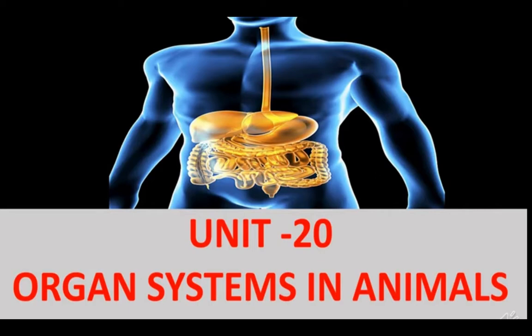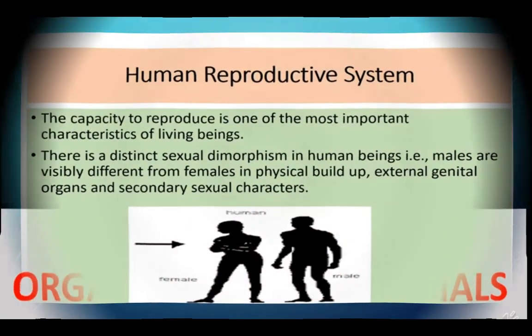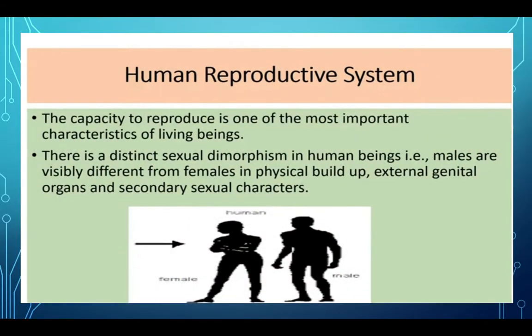Unit 20, Organ Systems in Animals. We are going to see about the human reproductive system. Reproduction is what? Giving birth to the young one of the same kind. The capacity to reproduce is one of the most important characteristics of all living beings.